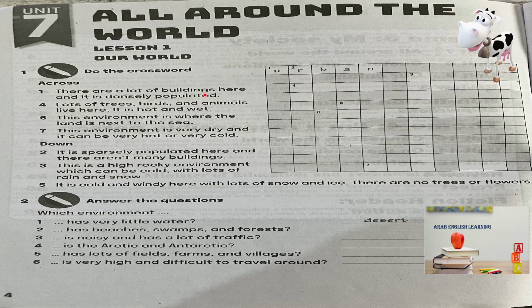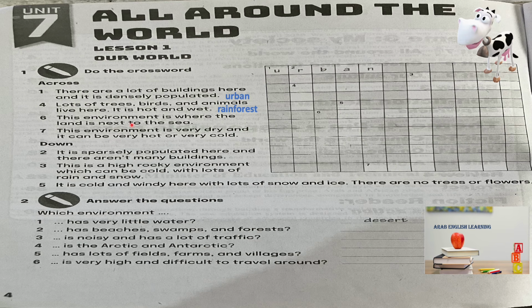There are a lot of buildings here and it is densely populated. We are talking about urban environment. 4. Lots of trees, birds and animals live here. It is hot and wet. This is rainforest environment and you should write it here.